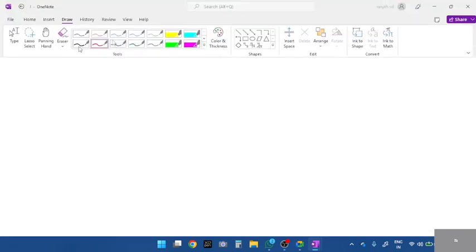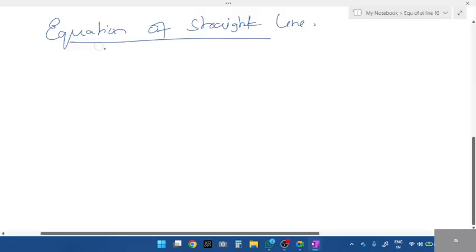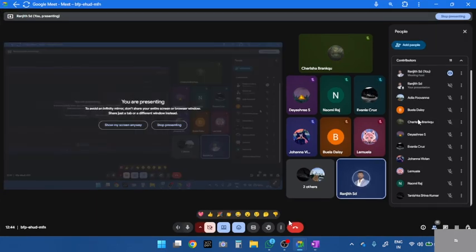Fine, next. Now the main concept, the last point: equation of a straight line. Previously, we have done a lot of revision, students, for reflection and midpoint. First thing we are studying is the equation of a straight line. All of you will concentrate, all of you online.